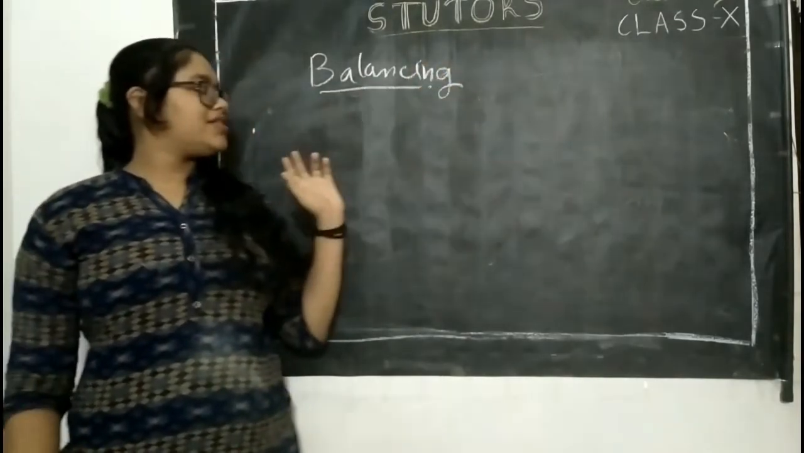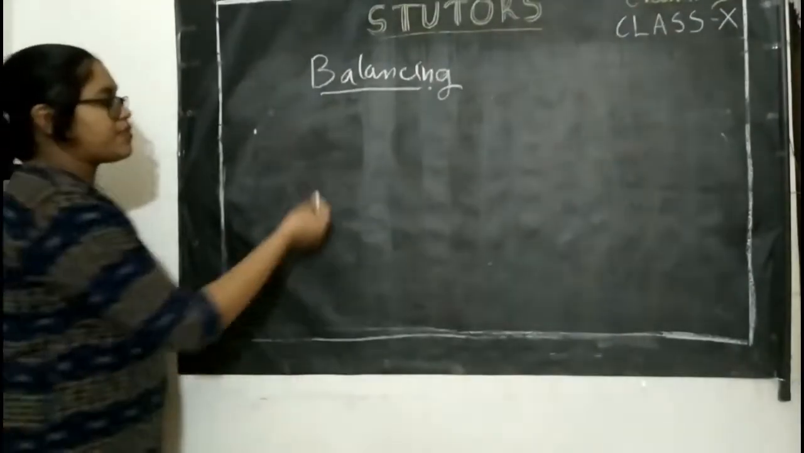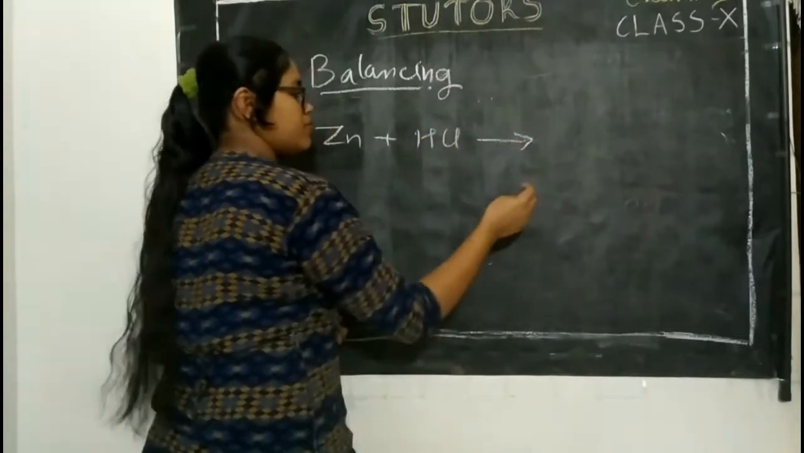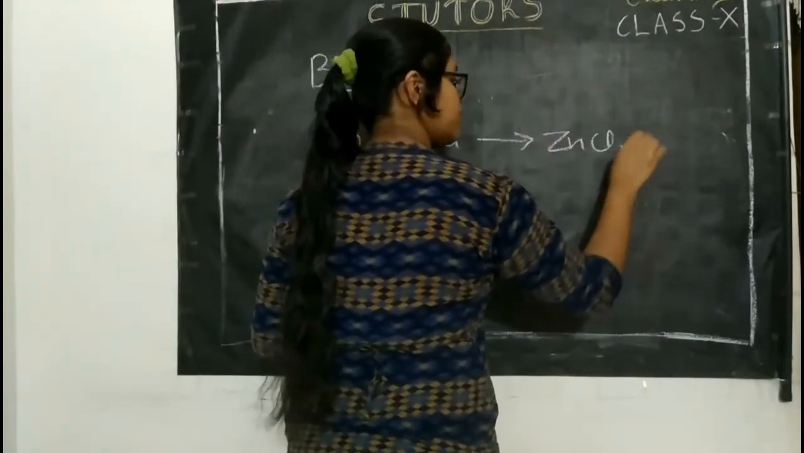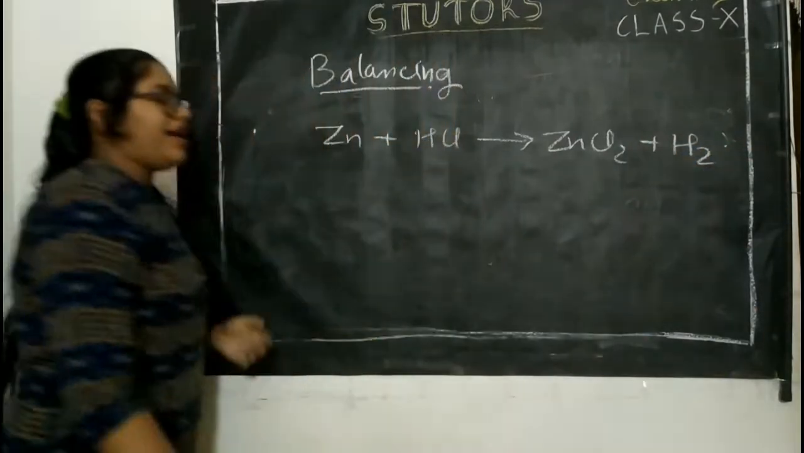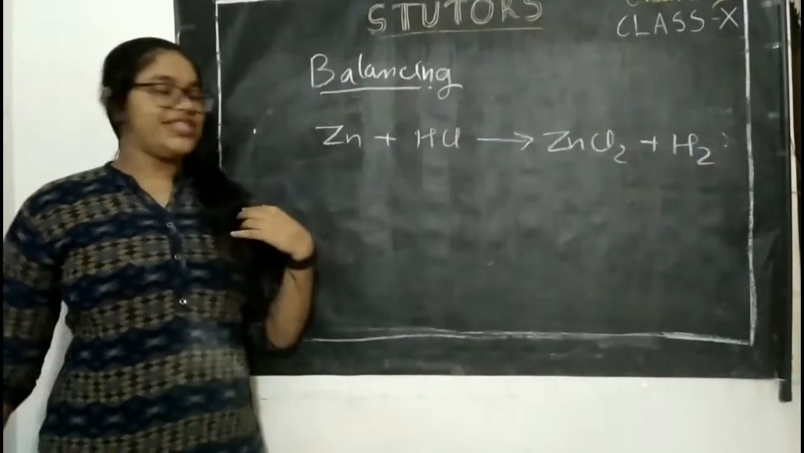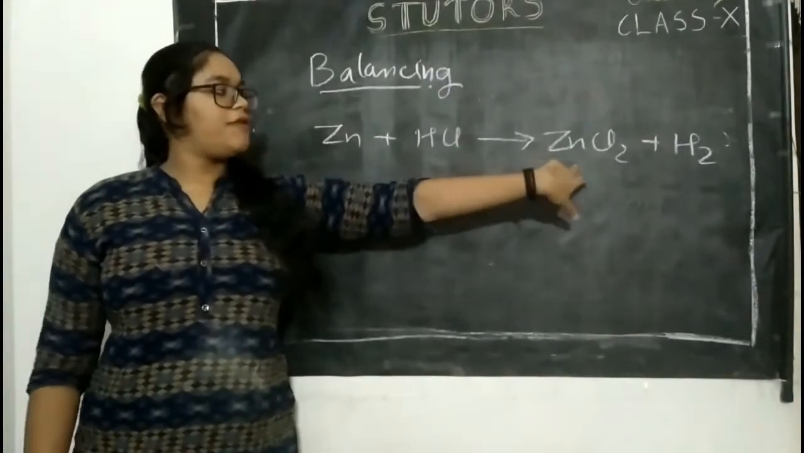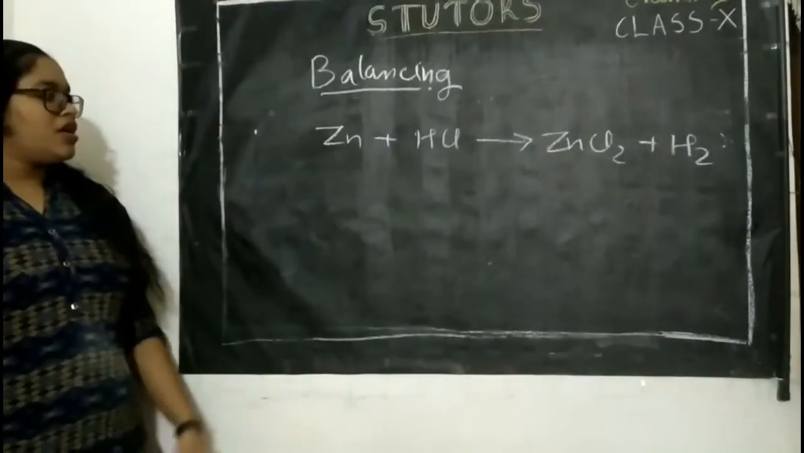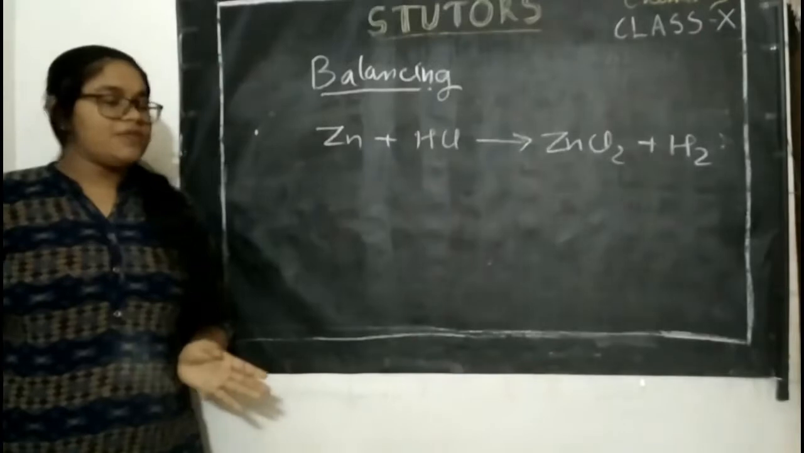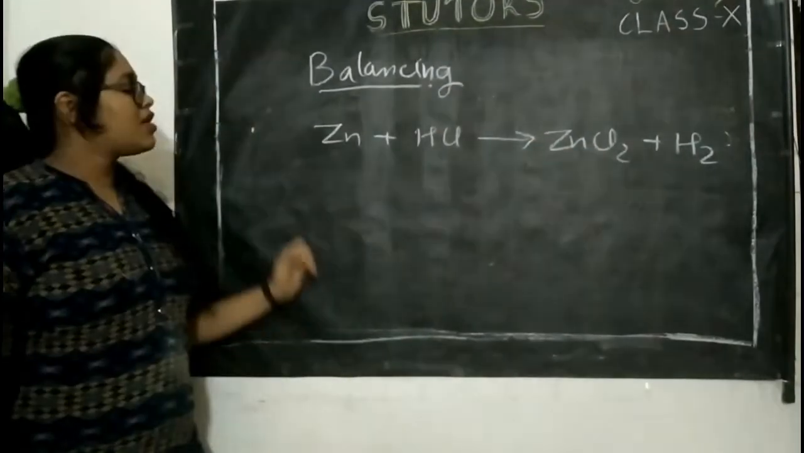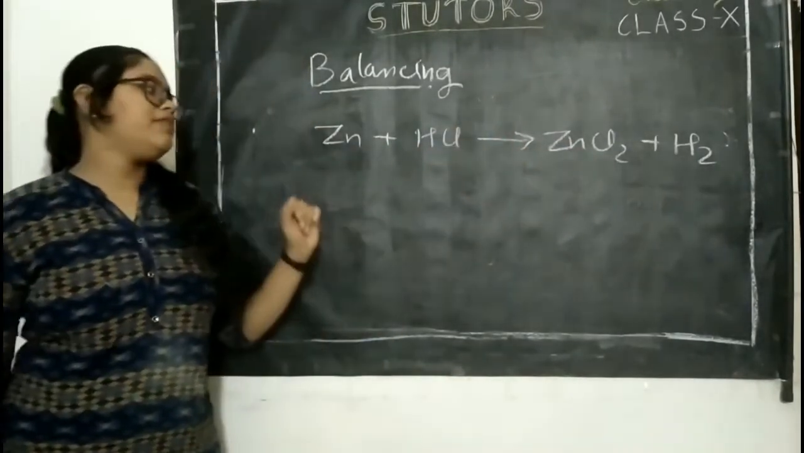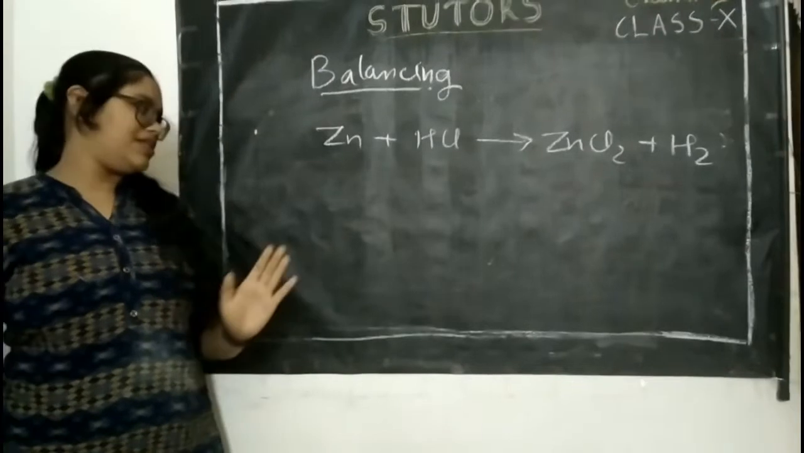So first of all, I will write an example of a chemical equation. Actually, we learned this equation in the last session. Zinc reacts with dilute hydrochloric acid and forms zinc chloride plus hydrogen gas. So now we will count the number of atoms in both LHS and RHS. In the left hand side we have one zinc atom. In the right hand side we have one zinc atom. So the number of zinc atoms is balanced.